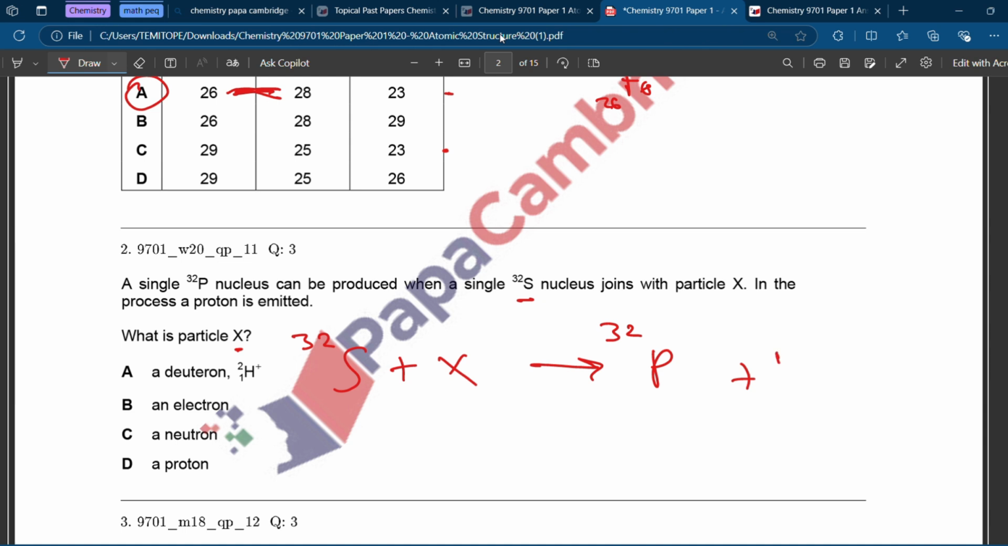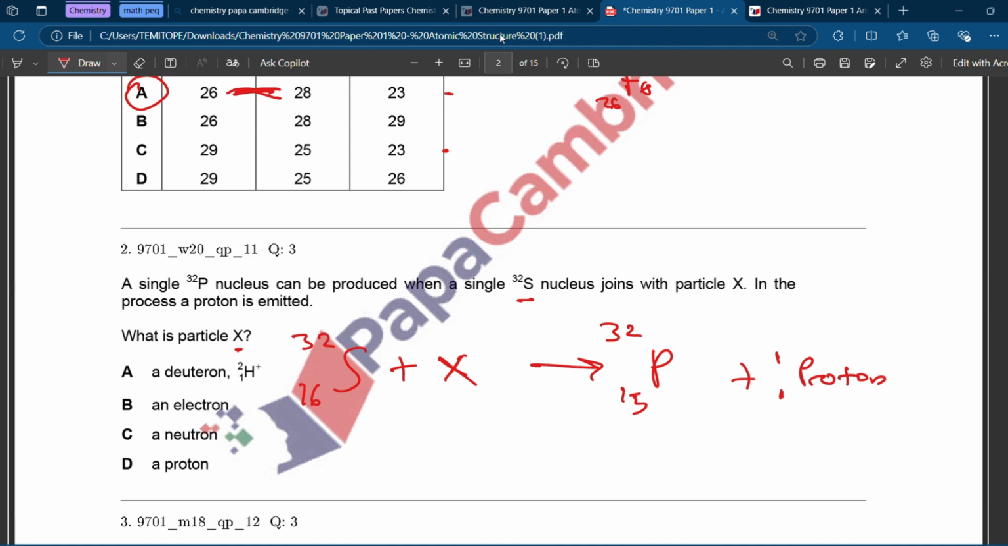A proton has a mass number of 1 and a proton number of 1. We can write it in full for this case, bombarding with X. Now we need to know what is coming together. I go to my periodic table and look at sulfur's proton number, which is 16. I look at phosphorus and I see phosphorus is 15. Now I balance everything on this side. The masses should be balanced because of the conservation of mass. Mass cannot be created nor destroyed, but can be converted from one form to another.